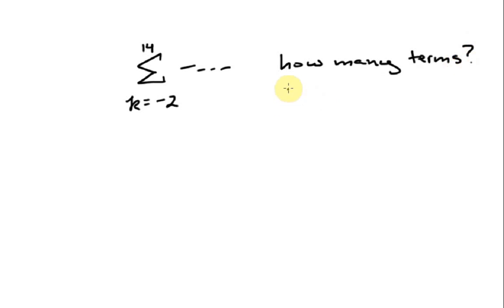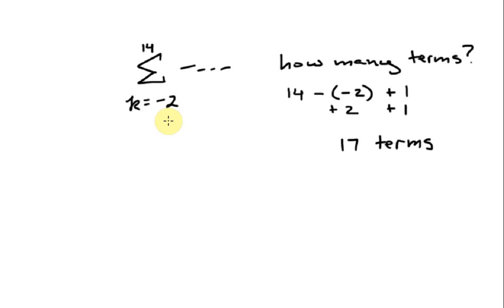Okay, well, top number is 14 minus my bottom starting number, and then I got to add 1. So this is going to be like 14 plus 2 plus 1. So it looks like 17 terms. Okay, so if ever you're wondering how many terms there are, that's how you do it.